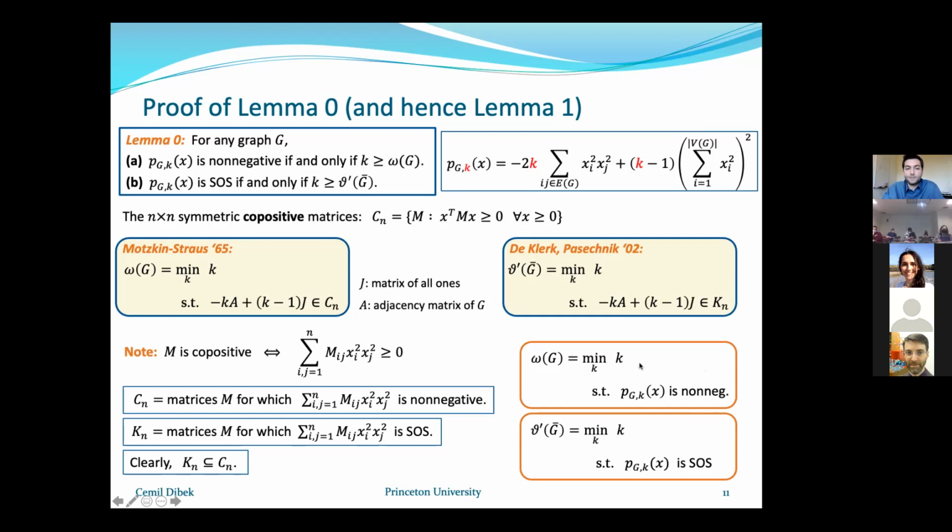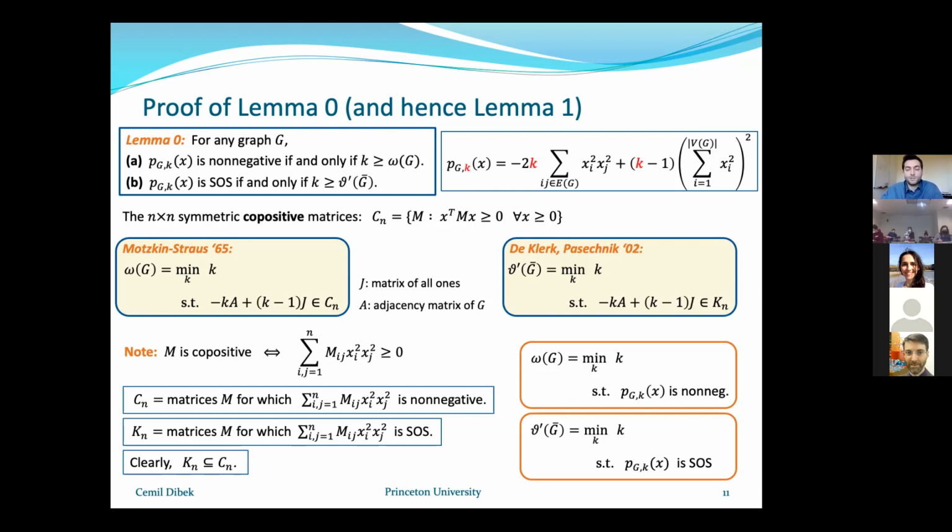So the clique number is the minimum K such that PGKX is non-negative, and the Shriver number is the minimum K such that PGKX is SOS. These formulations prove one direction of A and B of lemma 0, right? They prove that, let's say this first one, if PGKX is non-negative, then K is at least omega. But the other direction is not that difficult. It's just a few lines, so I'll skip it, and I'll just call it a success. I'll say that we proved lemma 0 and we believe lemma 1.